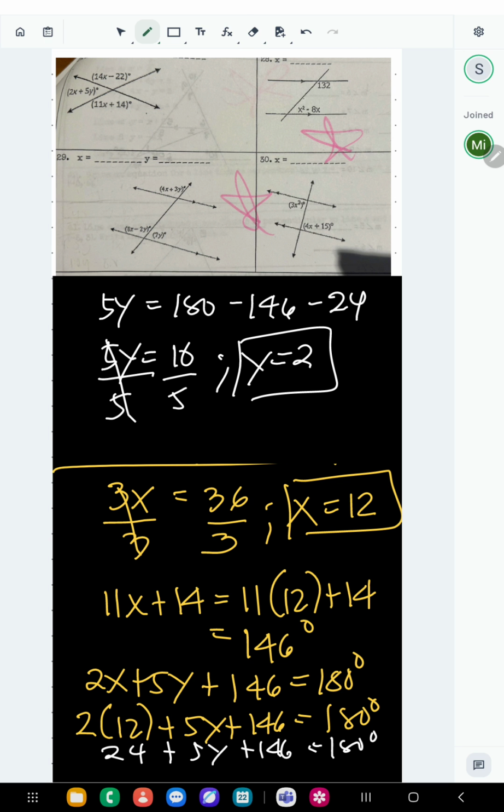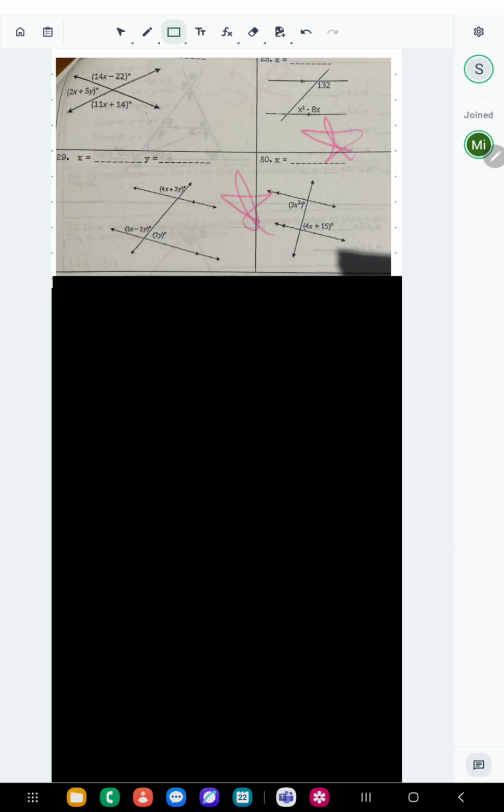Okay, now we solve for 28. This one here. Okay, let me delete that. Okay, 28. Solve for x. So it's indicated there that this line is parallel to this line.